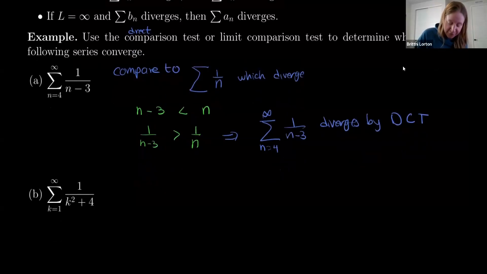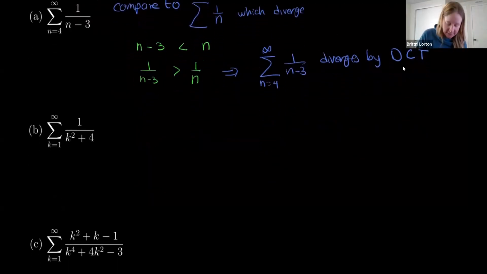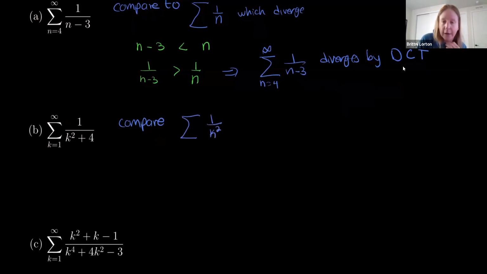Same idea. You have to first decide what you're going to compare it to. And I always recommend that you start off with something that looks similar to the series itself. That will make your comparison a little bit easier. So in this case, I'm going to choose to compare this to the infinite series of 1 over k squared because it looks kind of similar to what I've got here. And then I have to just figure out whether or not the thing I'm comparing it to converges or diverges.